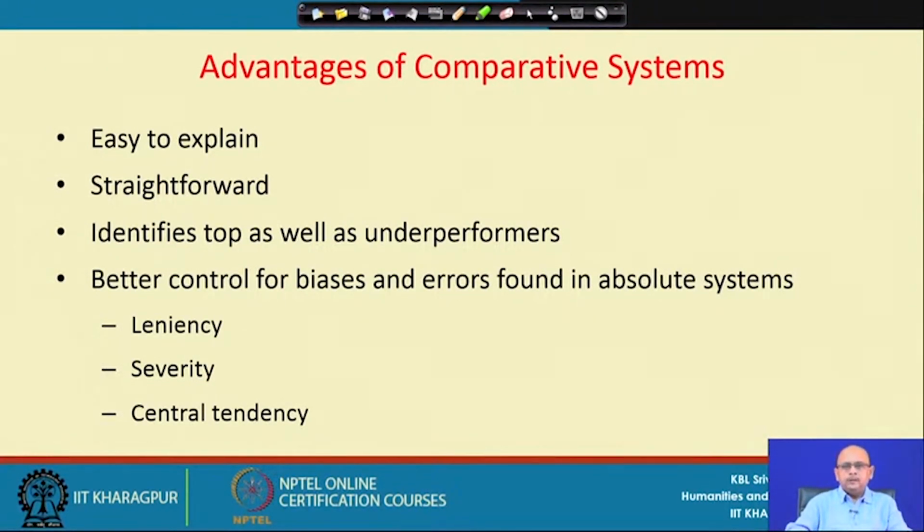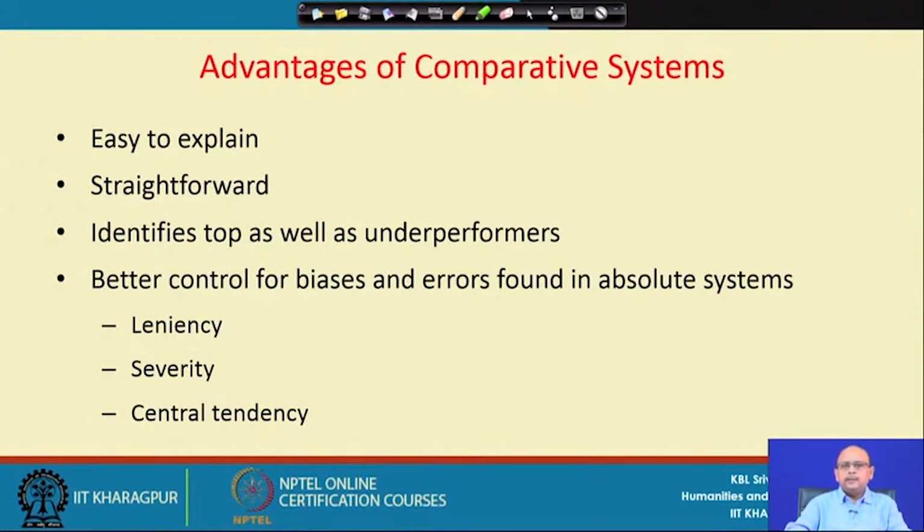For example, suppose everybody in the class is very good, right. If you use an absolute system, what happens? Everybody will get A or B and above. But in a comparative system, you will be able to differentiate the performance better. You will be able to differentiate good performers from bad performers, which is not possible in an absolute system, because everybody above 80 gets an A grade, right.